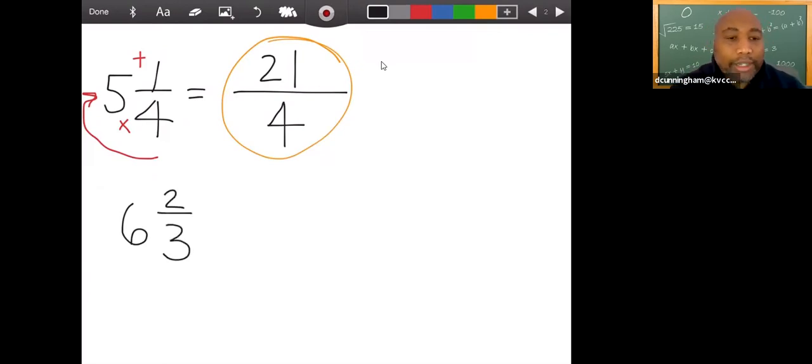This is also a mixed number. We have a whole number, which is 6, and we have a fraction part, 2/3. Now let's convert that and make that a mixed number. Or excuse me, not a mixed number because it already is, but an improper fraction.